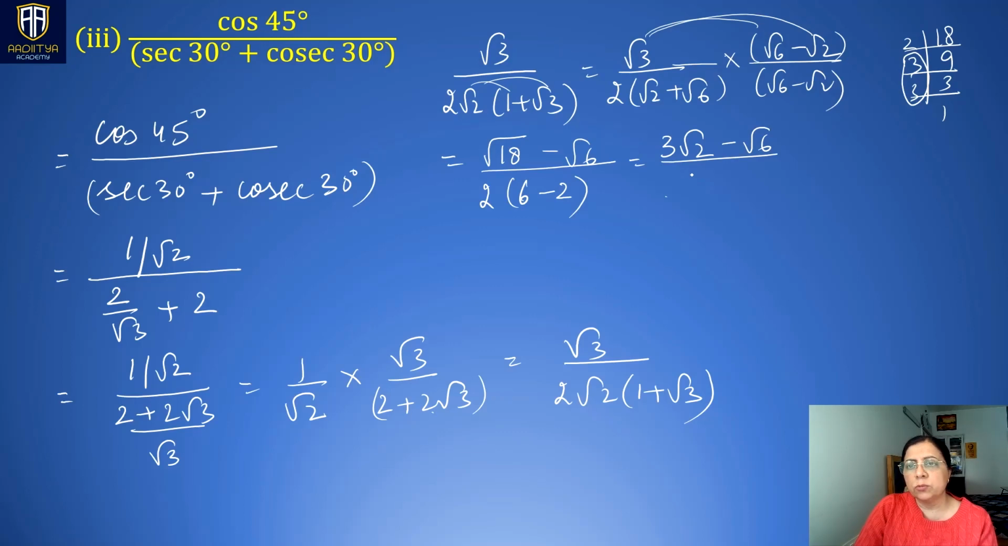So now we have 2 multiplied by 4, which is 8. So we have 3 root 2 minus root 6 divided by 8. This is the final answer. So whenever we get irrational numbers in the denominator, we need to rationalize the denominator, right?